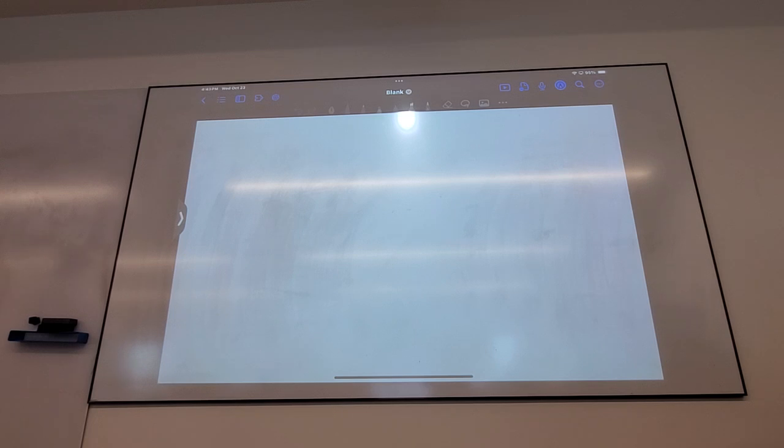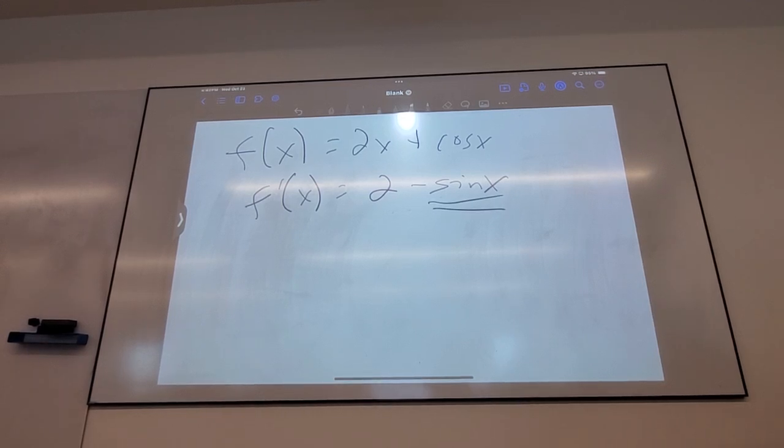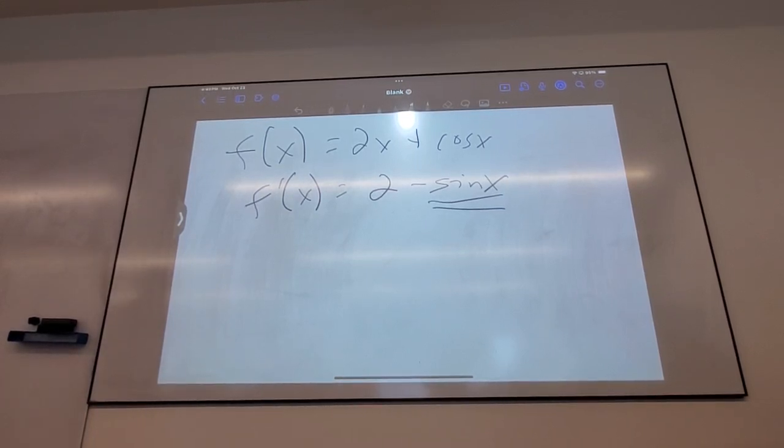What is this guy's derivative? If I say f of x is 2x plus cosine x, what's the derivative? 2 minus sine x. Right? What is the biggest output for sine? 1. Do you see what I'm saying? What's the most I could be subtracting from 2? 1. So can the derivative of this ever be 0 or negative? Isn't it always positive?